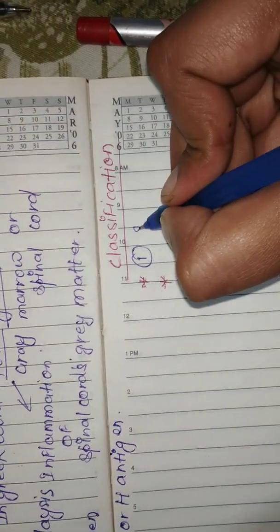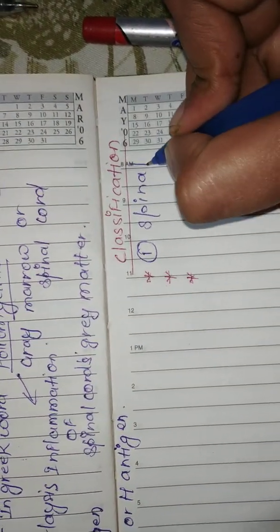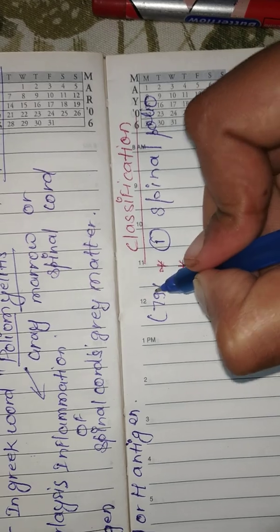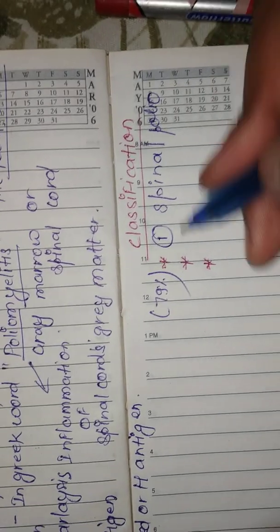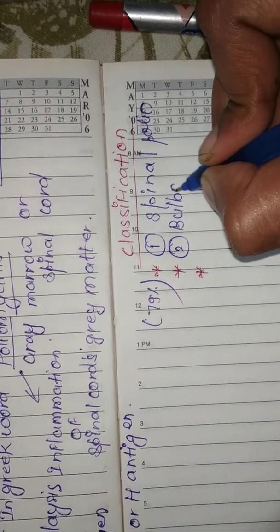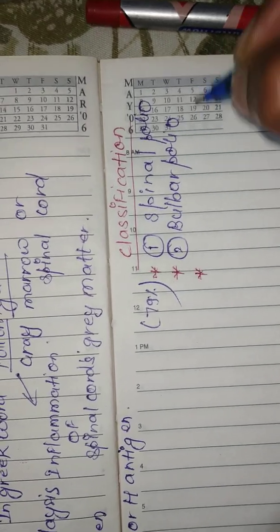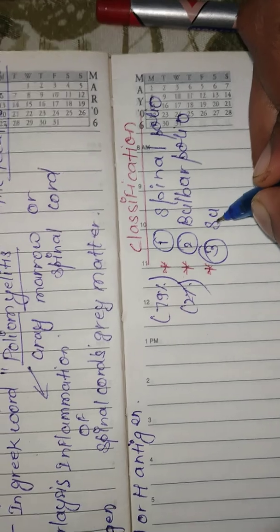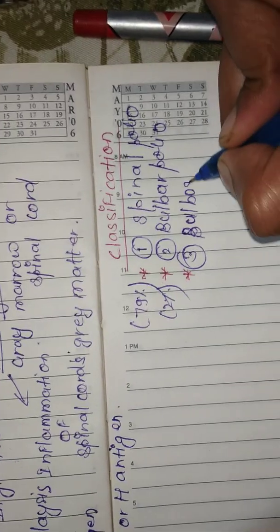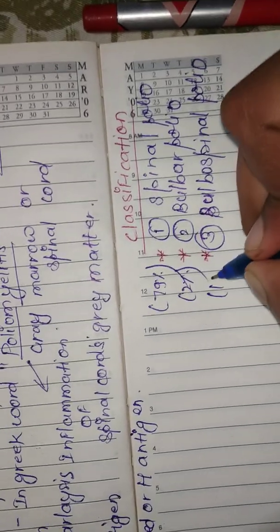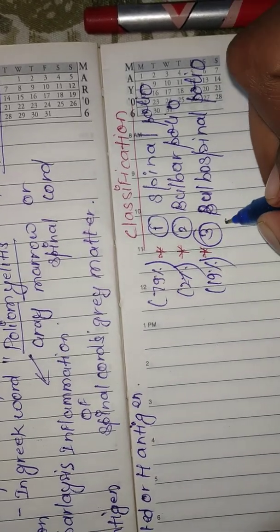The first one is spinal polio. That is the most common, and 79% of people have this. The second one is bulbar polio. Very few people have it, about 2% of the population. And the third one is bulbospinal polio. 19% of people will get this type of polio.